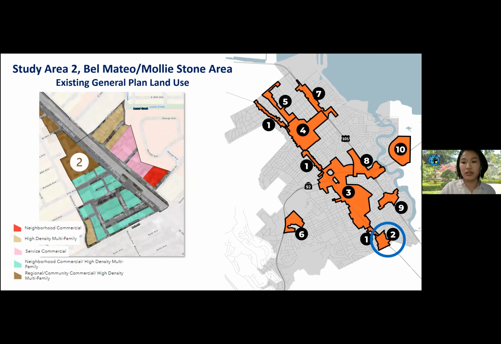To start, the first study area we'll be looking at is number 2, the Bel Mateo Molly Stone area. The existing land use is neighborhood commercial with residential uses allowed under service commercial east of South El Camino Real, neighborhood commercial also here, and also high density multifamily uses on that portion.